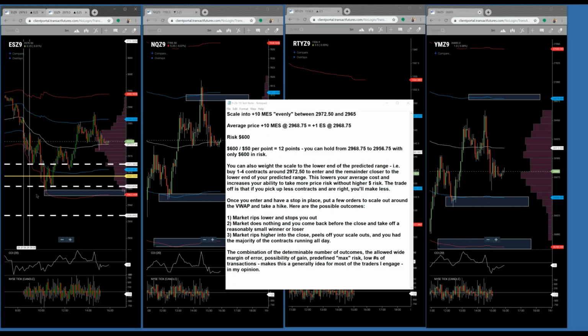But you can also get clever with the weighting. You could have weighted that scale on the lower end of that predicted range. So if you bought a couple contracts around here, but you held off a little bit and then you go in a little heavier, never going higher than your max position size, you end up with a lower average cost than even the one that we're showing. So the trade-off is that if you pick up less contracts, meaning you only buy a couple and you don't scale, then if the market rallies, you're in a tiny little trade.